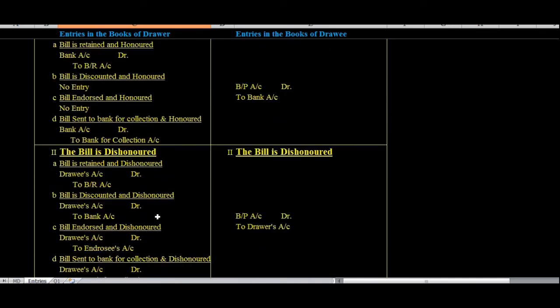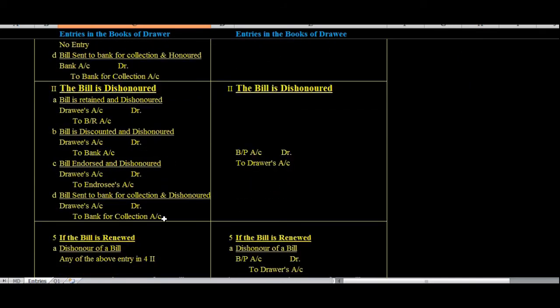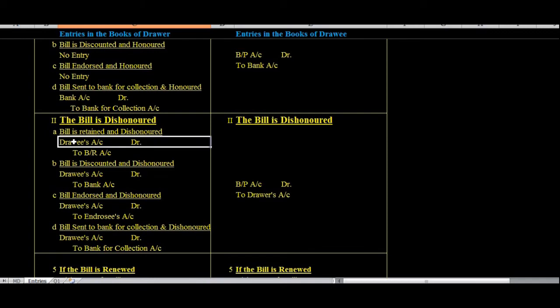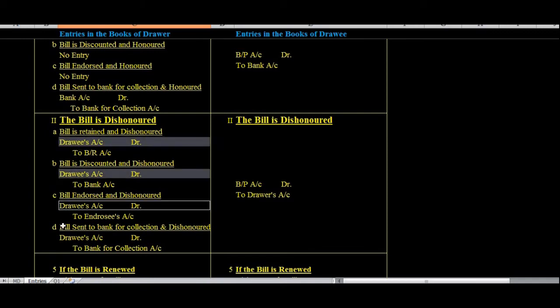Now, the bill is getting dishonored. So what you do is you debit drawee, in any case, irrespective of what is the case: retained, discounted, endorsed, sent to bank, whatever. Drawee account is to be debited because he will receive the bill. Credit whatever is done with the bill.